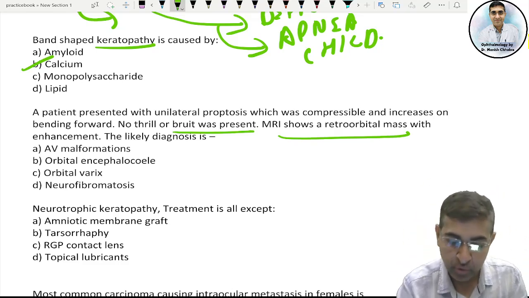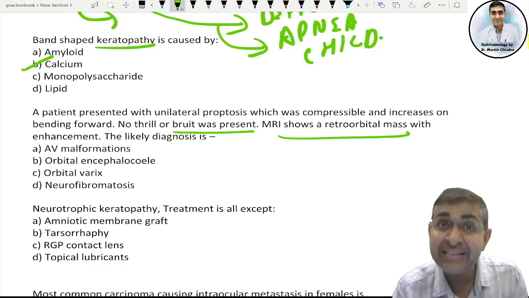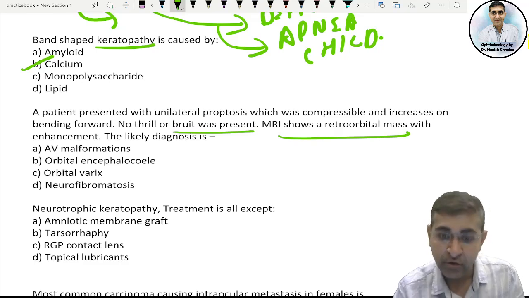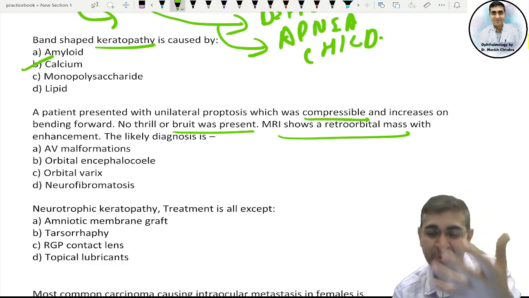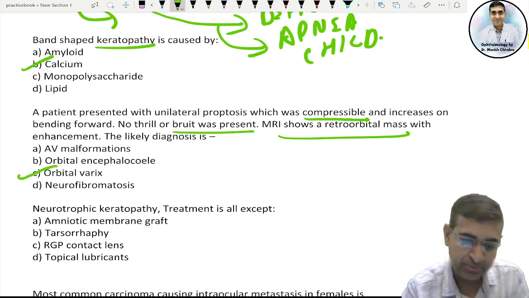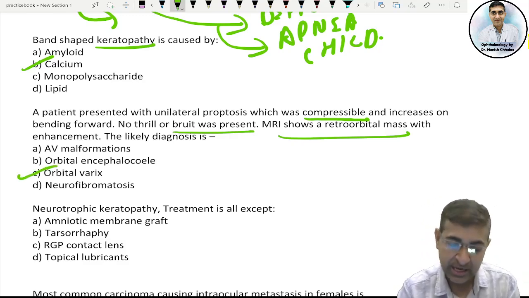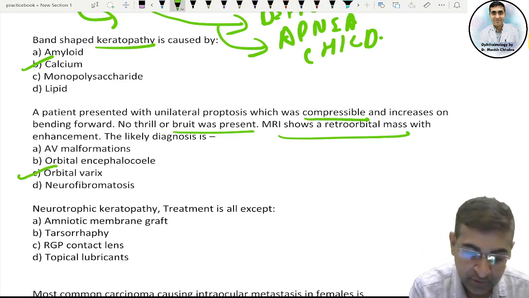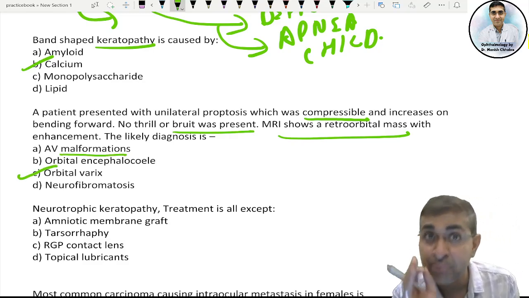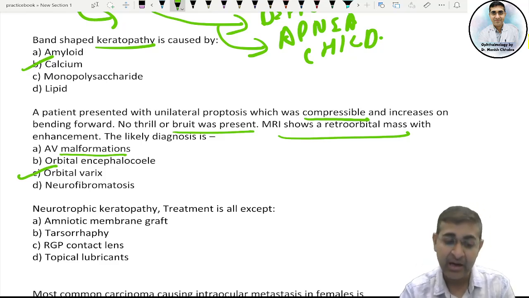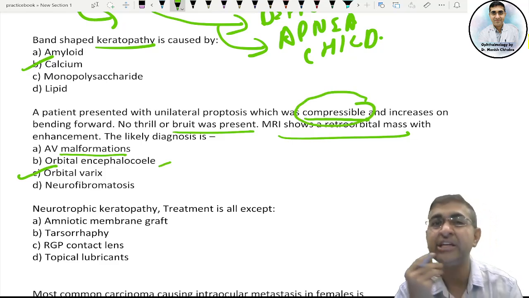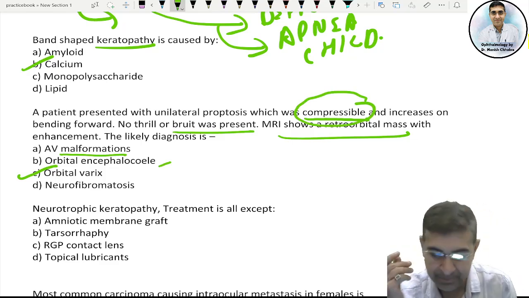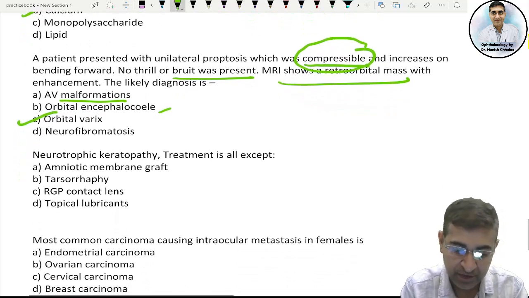This type of proptosis is known as intermittent proptosis, and of course this type of proptosis is compressible because there is fluid, so you compress it, so you are going to reduce the proptosis. So the answer is pretty straightforward, orbital varix. And don't get confused, if there will be AV malformation, there will be a bruit. And if we are talking of compressible swelling, orbital encephalocele may not be compressible. Okay, so the answer is orbital varix.